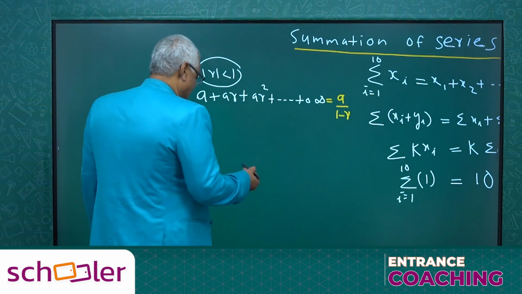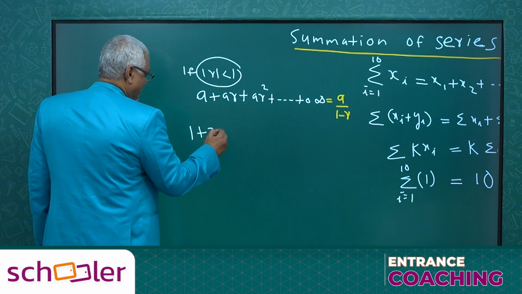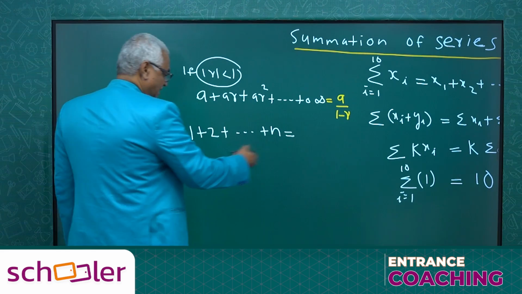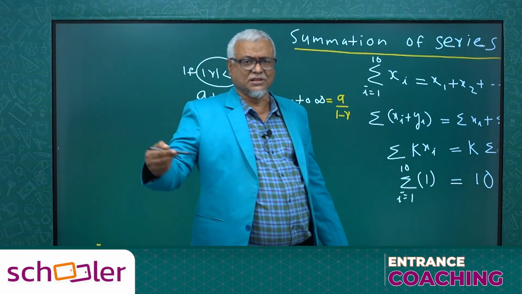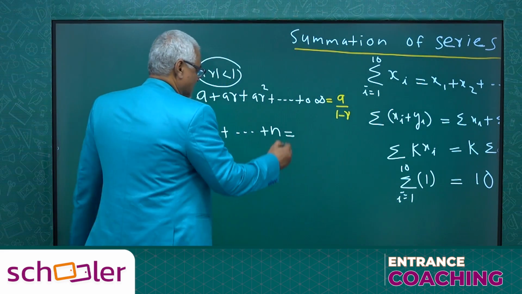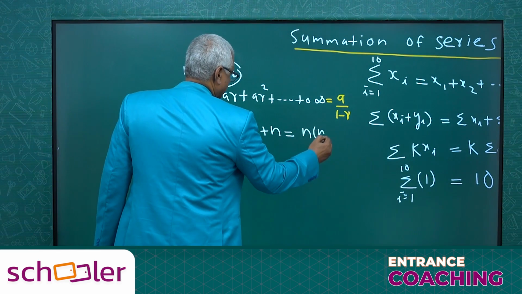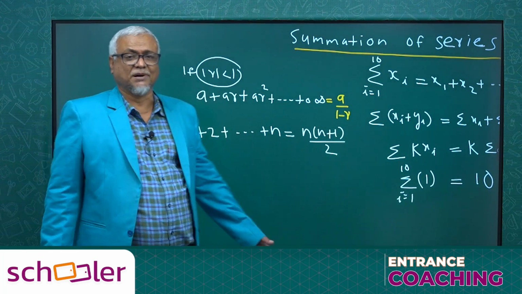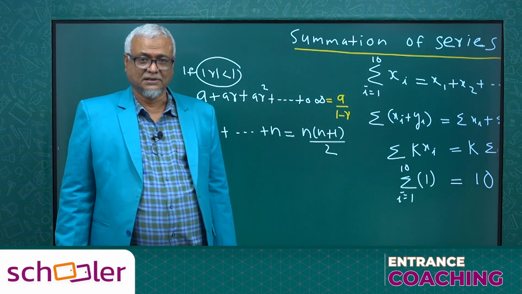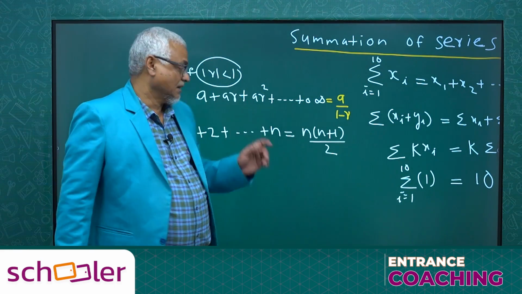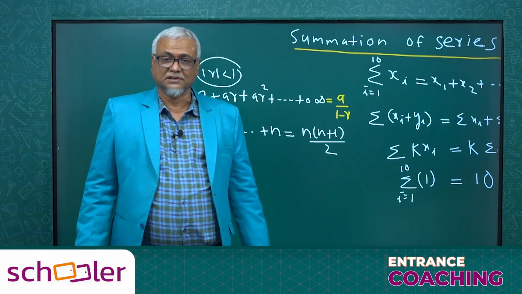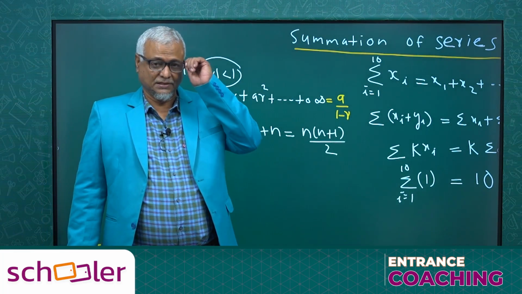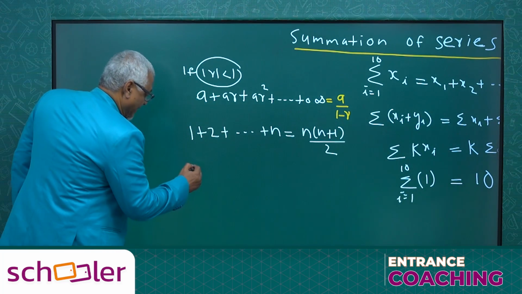1 plus 2 plus etc. plus n. What is this? Sum of the first n natural numbers. All of you know that. It is equal to n into n plus 1 by 2. Okay, what is the sum of the first 100 natural numbers? 1 plus 2 plus etc. plus 100. 100 into 101 by 2. That is a beautiful answer, 5050. Okay. Then what else do you need?